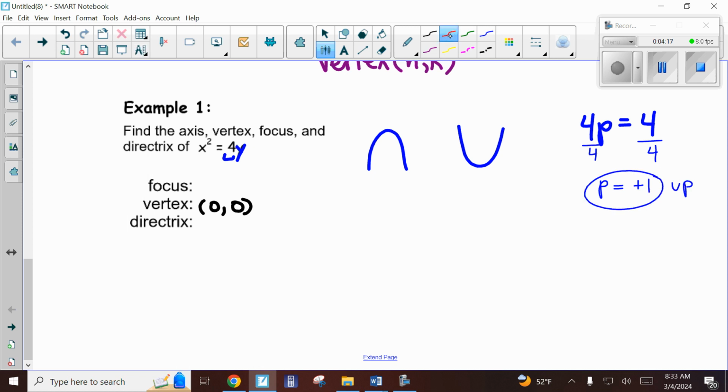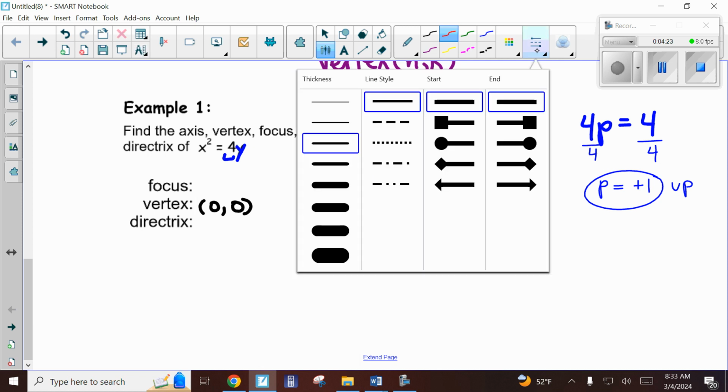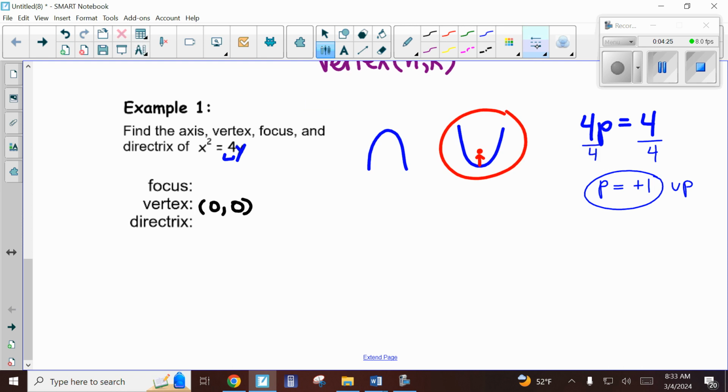So that means that our focus point would go up 1, and we put the dot right there. So this is the shape. Now the reason why that's significant is that we can adjust some of the numbers based on the direction we have to move. So if I have to go up 1, I'm going to add 1 to the y value. So that's going to put us at 0, 1.